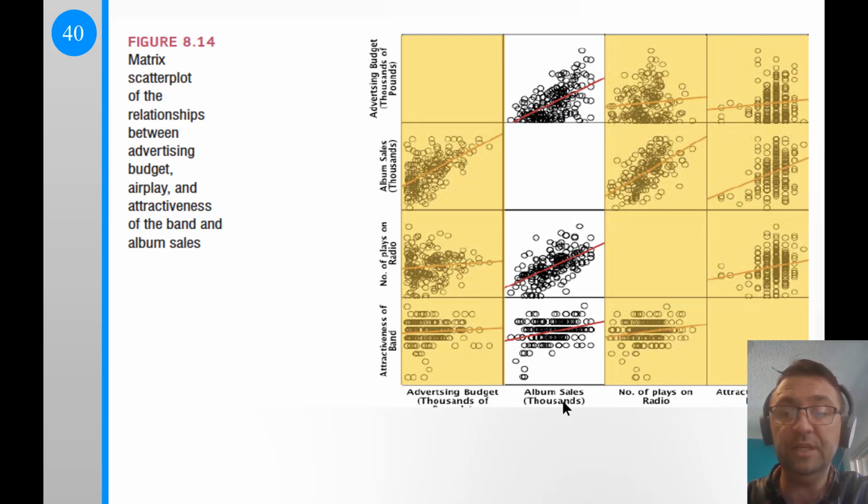What you can see here is the key one is the album sales and the relationships. You can see there is a positive relationship between each of these different things: the attractiveness of the band, the number of plays on the radio. So it'll be interesting to know which of these are most important. Because in a sense you can see there's a positive relationship between all of them, and so it's not clear which is the cause and which is the effect and which is the most important.